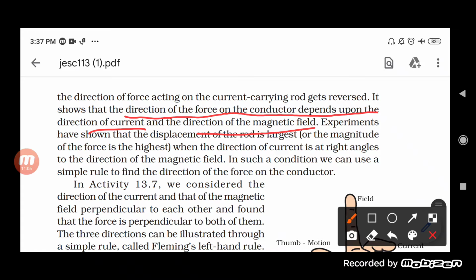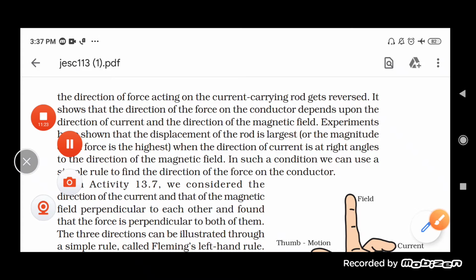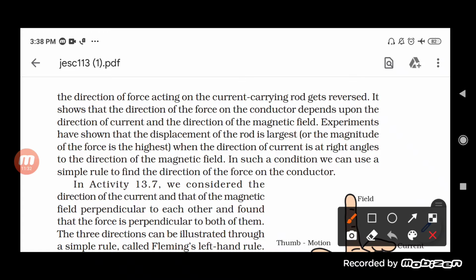Now when we change the direction of the magnetic field, the direction of the force acting on the conductor will also change. If there is any change in the magnetic field, or any change in the direction of the current, students, then obviously the direction of the force on the conductor also changes.